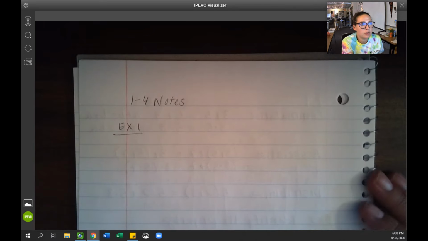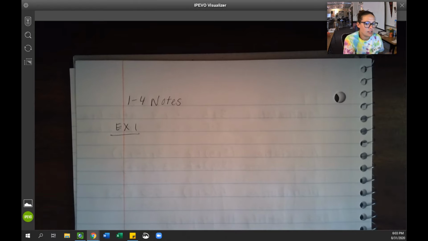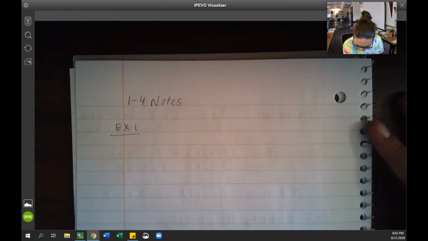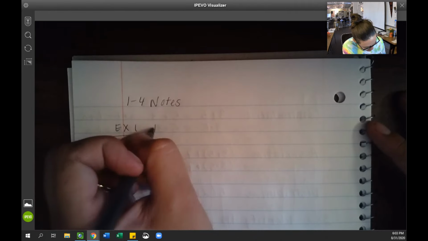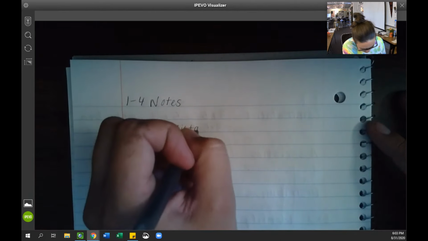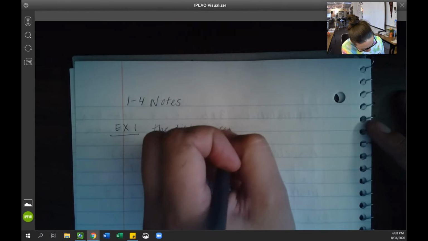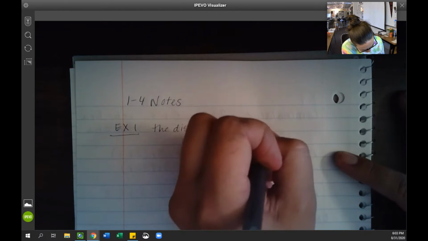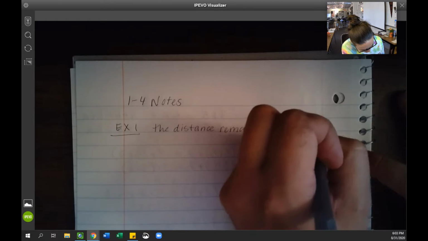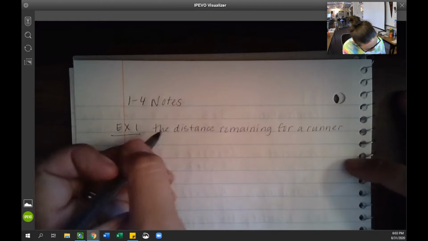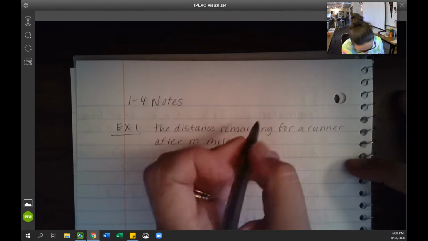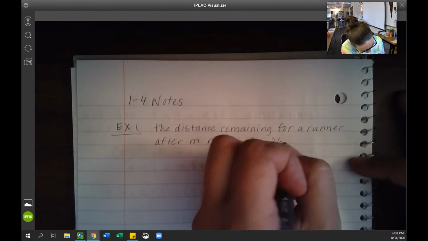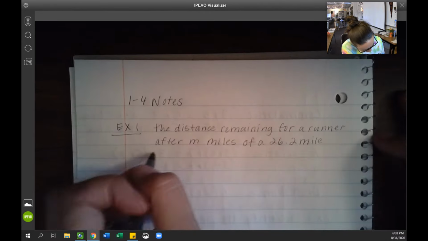We are going to translate a sentence into an algebraic expression. So let's say, for example, I have this: the distance remaining for a runner after m miles of a 26.2 mile marathon.